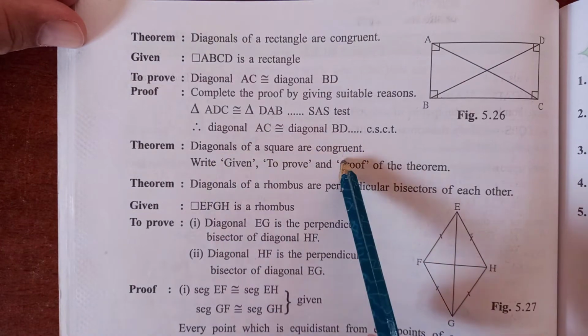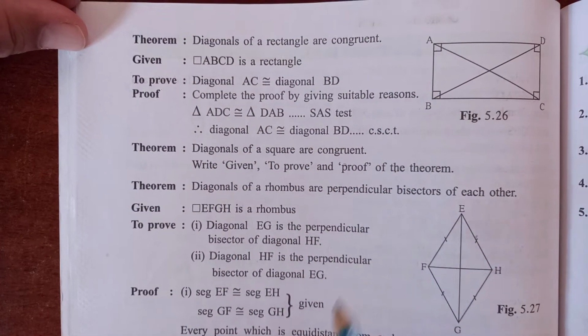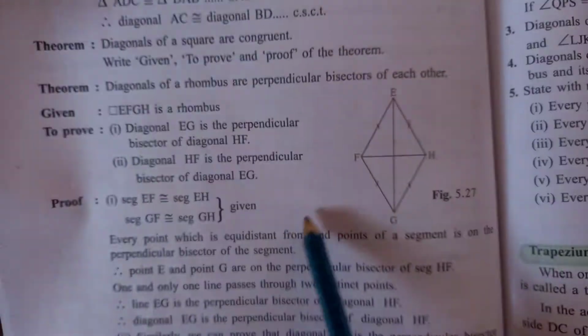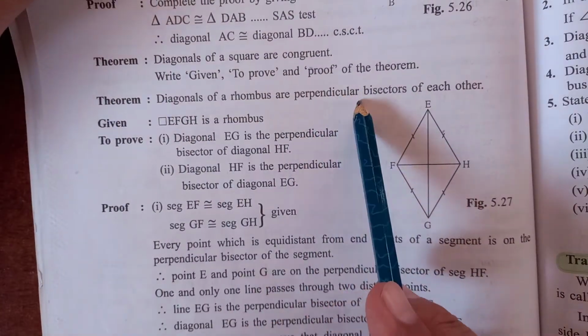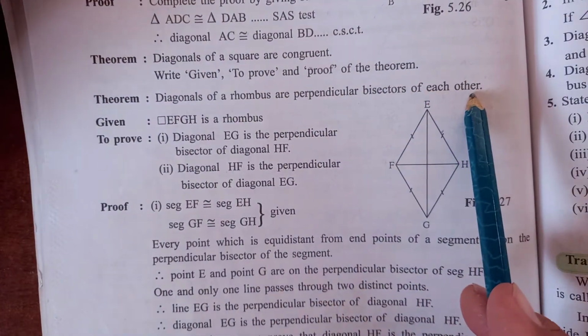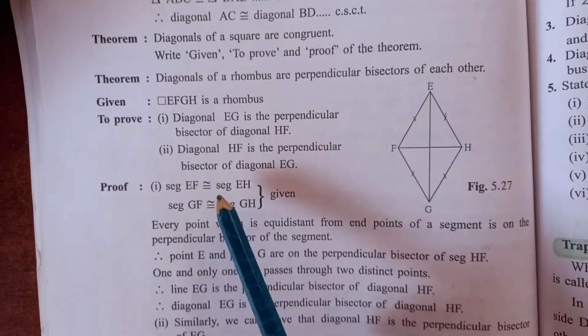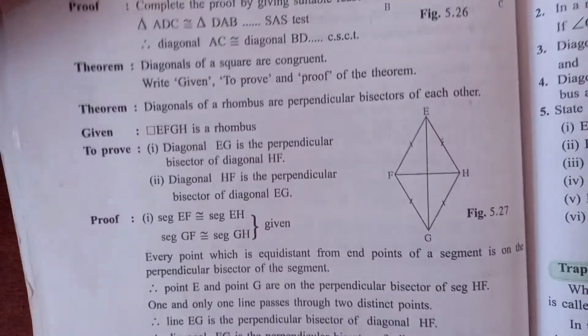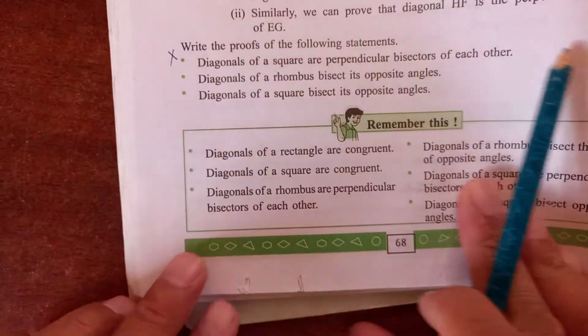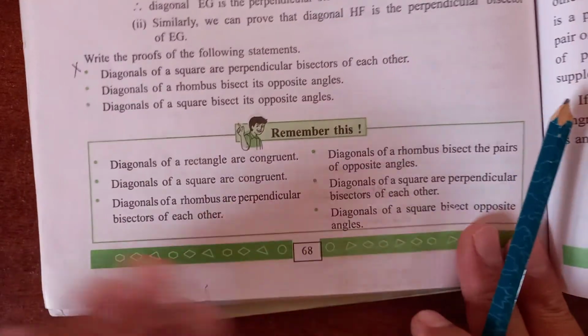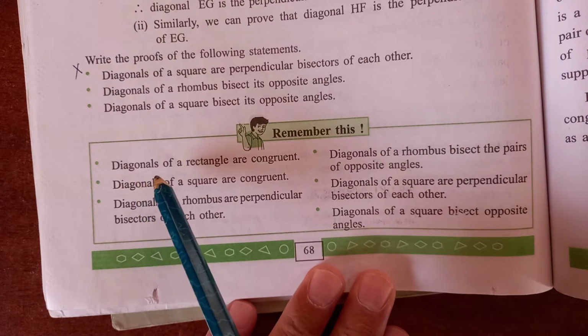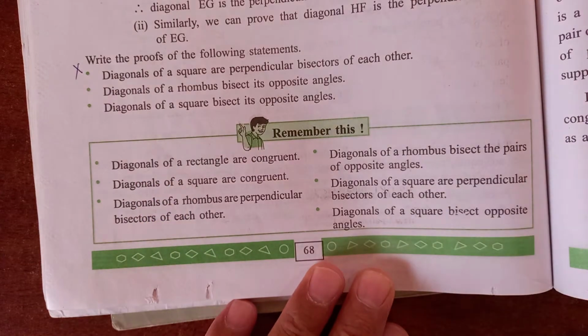Then diagonals of a square are also congruent. And diagonals of a rhombus are perpendicular bisectors of each other. All these properties are mentioned here. You have to write these properties in your notebook one by one. Diagonals of a rectangle are congruent.